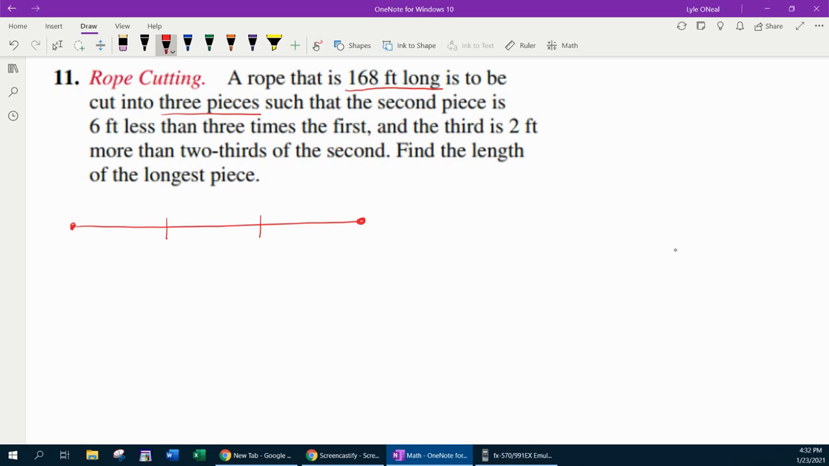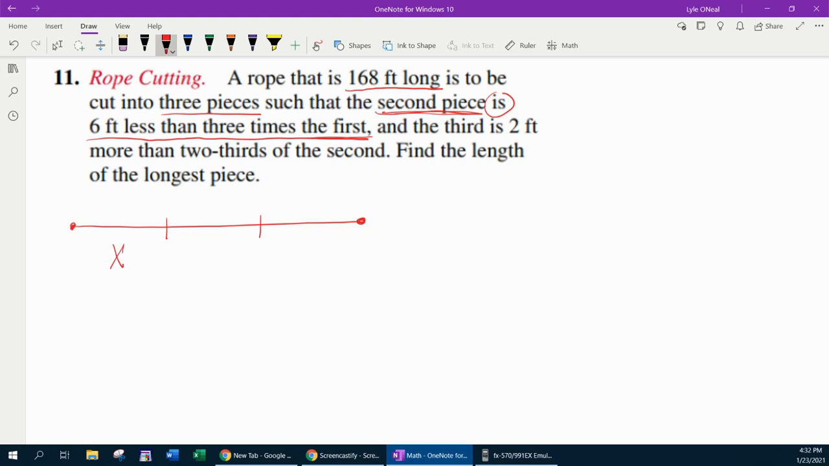such that the second piece is 6 feet less than 3 times the first. Do you see the second piece depends on how long the first piece is? And they don't tell me how long the first piece is. So what I'm going to do is just say, hey, I don't know, that's x. The first piece is x.